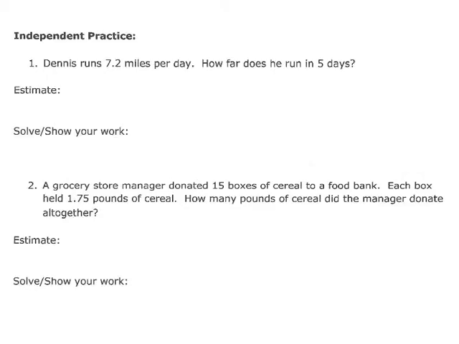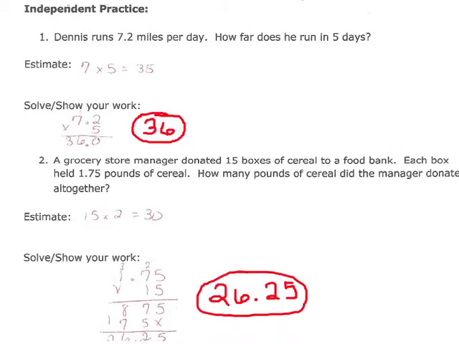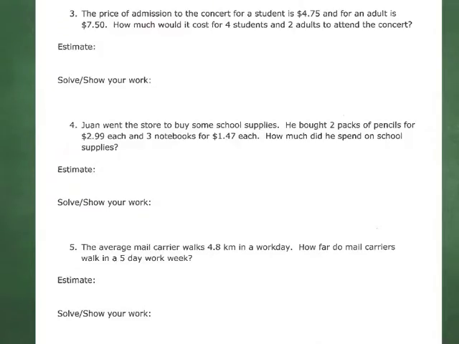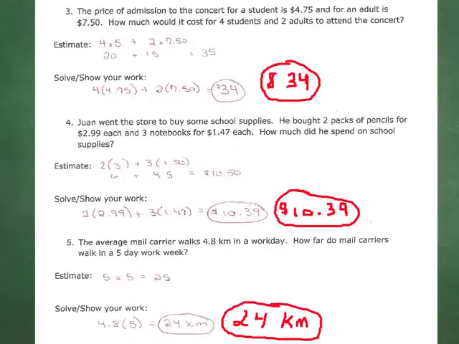Now at this time, please pause the video while you complete the first two independent practice problems. When you're ready to check your answers, press play. The first answer is 36. The second answer is 26.25. Now please complete problems 3 through 5 on your own. Please pause the video while you complete these 3 problems. When you're ready to check your answers, press play. The answer for number 3 is $34. The answer for number 4 is $10.39. The answer for number 5 is 24 kilometers.